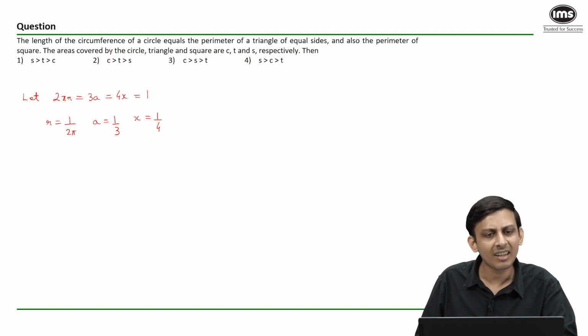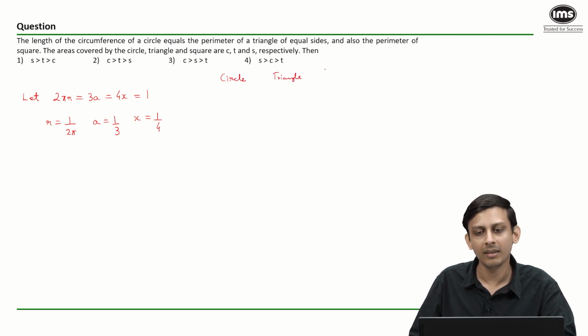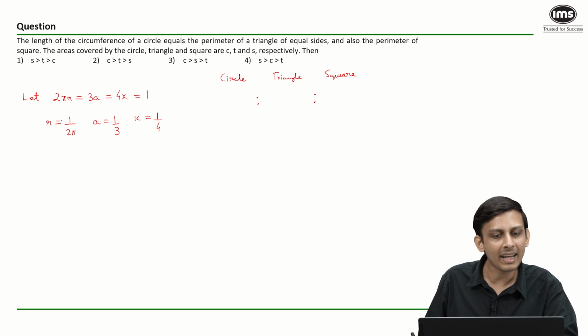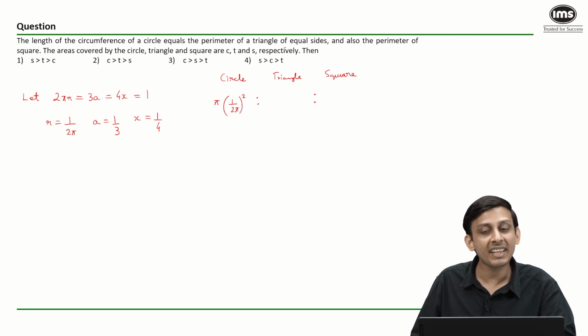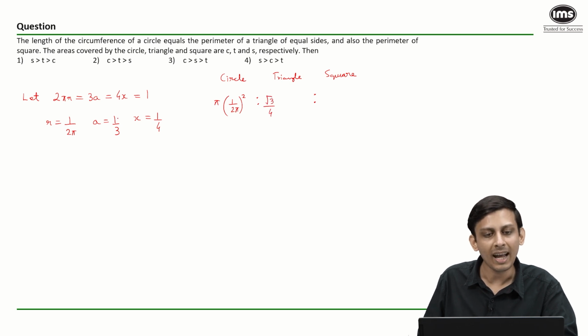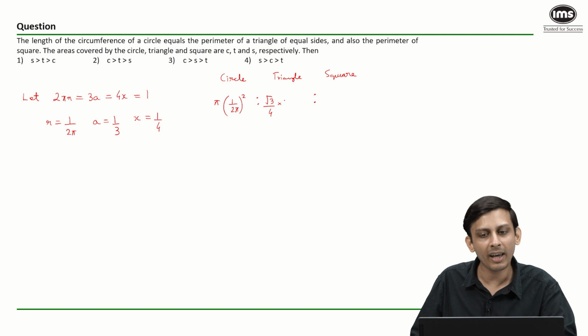Now, let us compare area of circle, triangle and square. So if I just write it down, circle, triangle, square. Now, area of a circle is pi r square, pi into the radius square. So let's look at the ratio. That will be a good comparison. So area of circle, pi into r square, r is 1 by 2 pi. So pi into 1 by 2 pi whole square. Area of this equilateral triangle, root 3 by 4 into square of the side. So root 3 by 4 and side is 1 by 3. So into the square of 1 by 3.